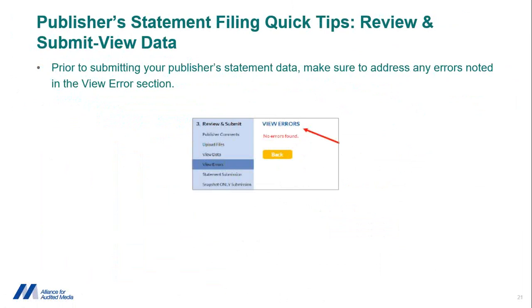Before you submit, you want to view errors. View errors will let you know if your issue by issue isn't tying to your average circulation, is your issue the geo not tying to the analyzed issue, things of that nature. So you want to make sure it says no errors found.